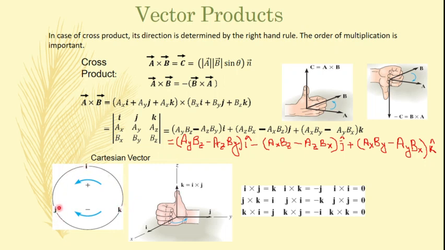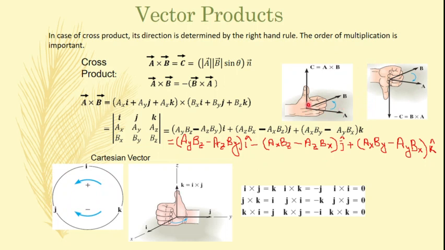All are positive. But if we take the reverse direction, the clockwise direction, that is, if we take i cross k, then it is minus j. If we take k cross j, then we get minus i. You have to remember this, because it comes from the right hand rule.